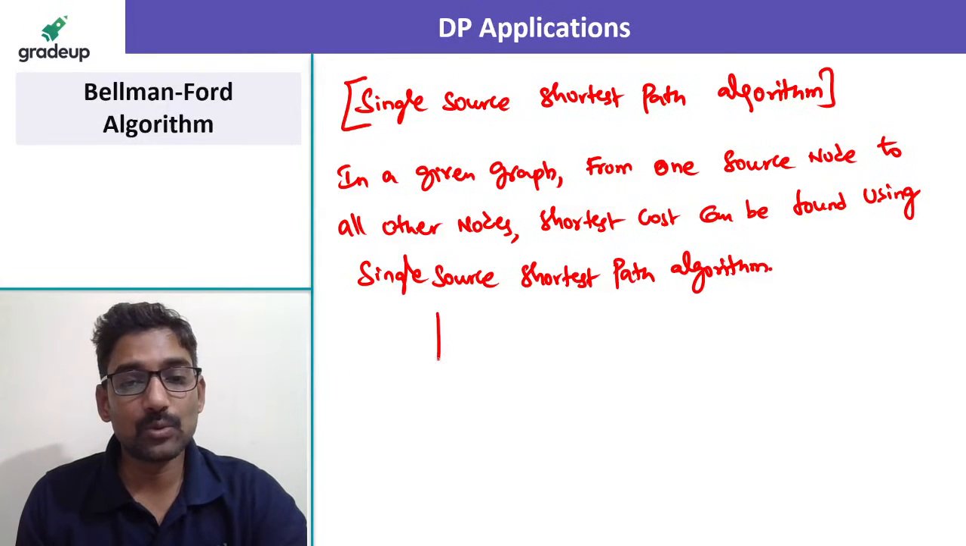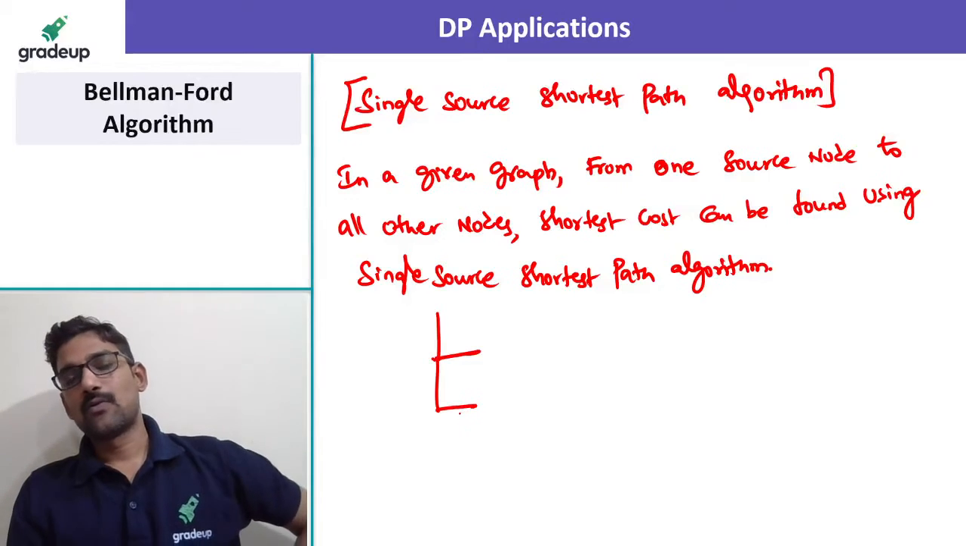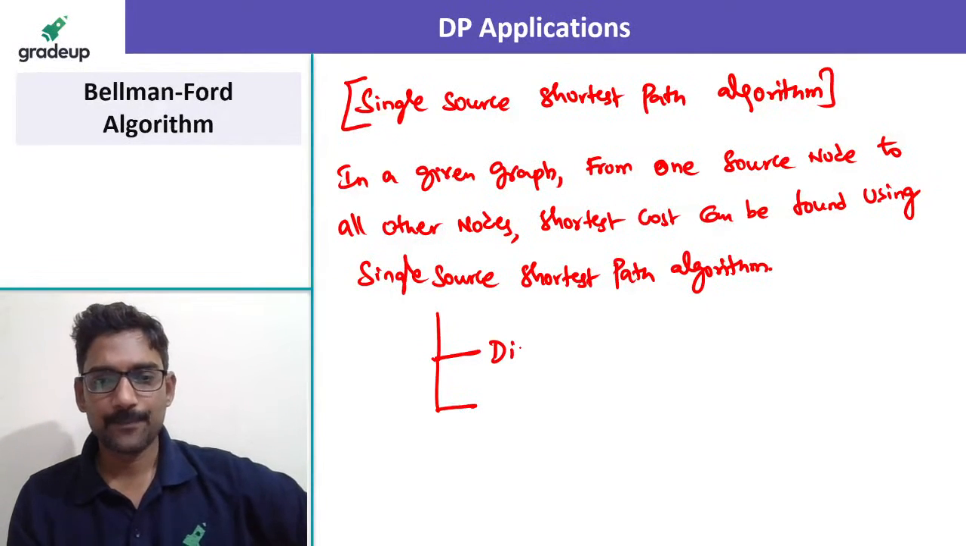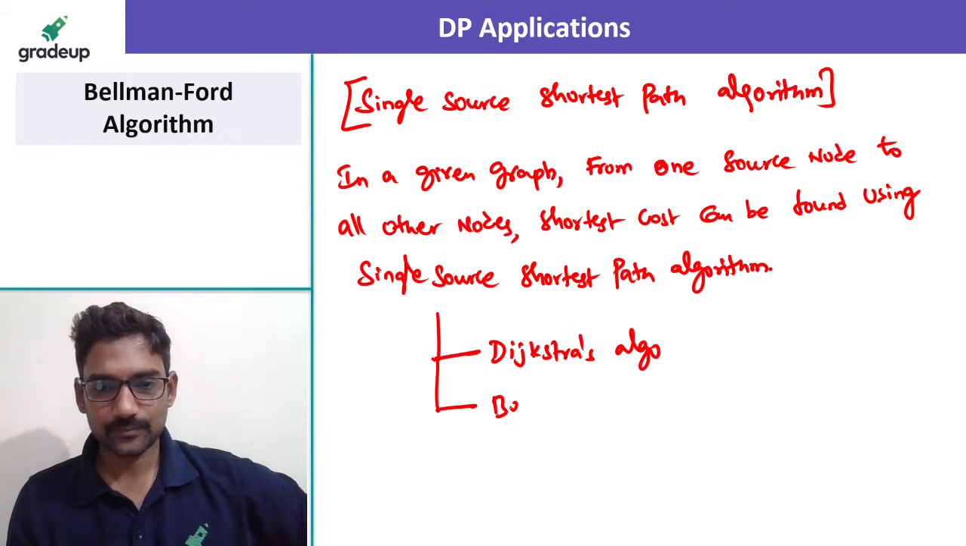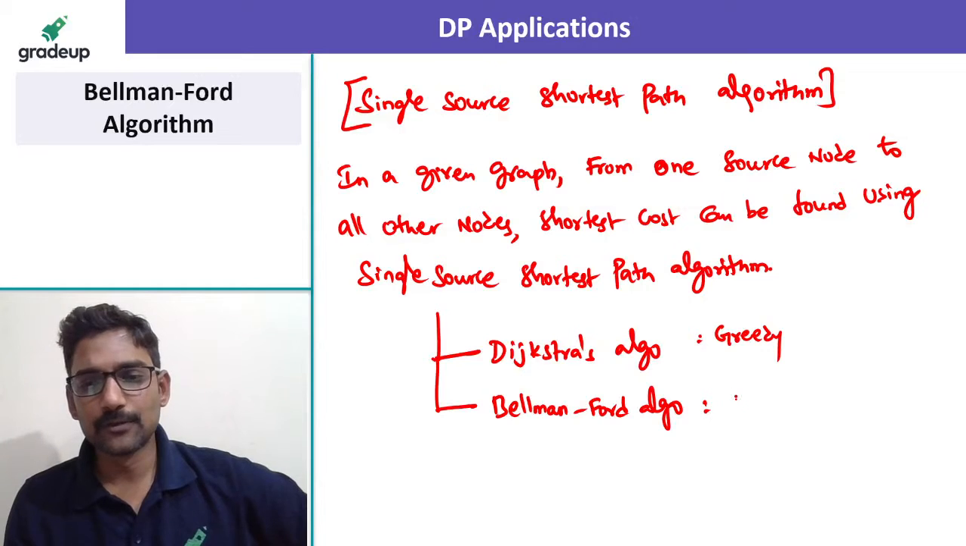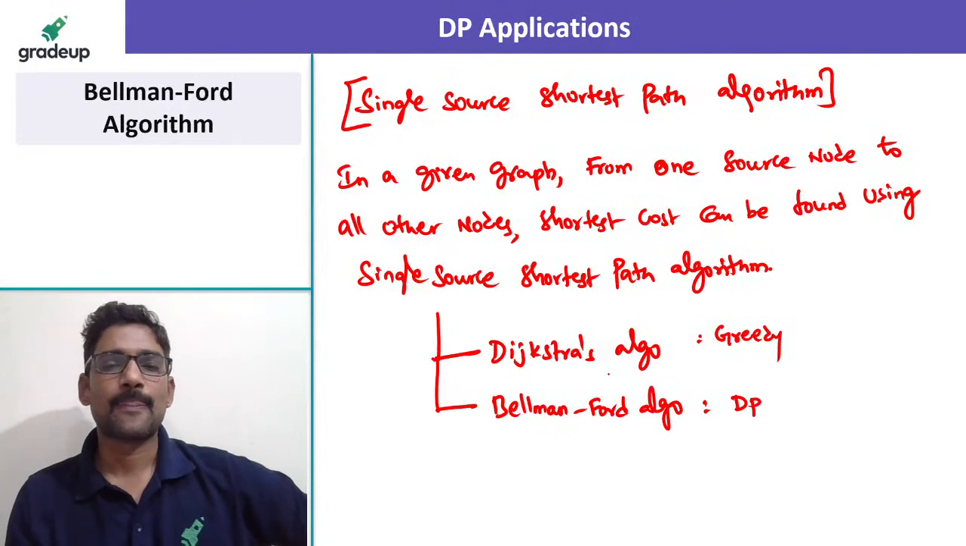There are two algorithms which can find the shortest cost from one source to all the other nodes. One is Dijkstra's algorithm, the other is the Bellman-Ford algorithm. Dijkstra's algorithm is a greedy application. Bellman-Ford is a DP application.